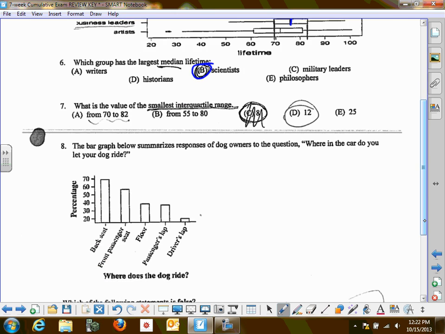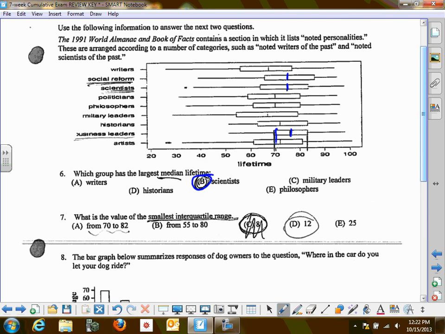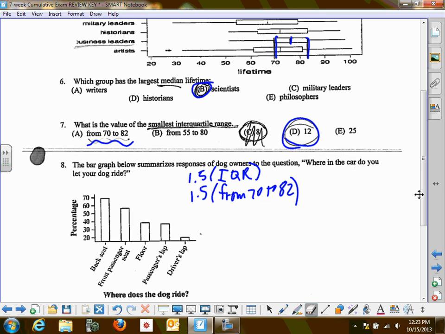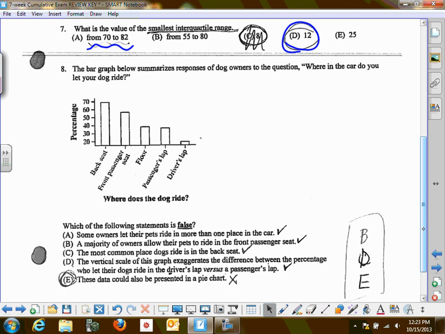Now look at this number 7. Here's an issue. The smallest IQR is not from 70 to 82. That's not the right answer. Because how do you find outliers? What's the outlier rule? 1.5 times the IQR. Well, how can you do 1.5 times from 70 to 82? Correct. So it's 12. So the IQR's value is 12. It's a number, not a range. Okay. It's a number that represents that range.